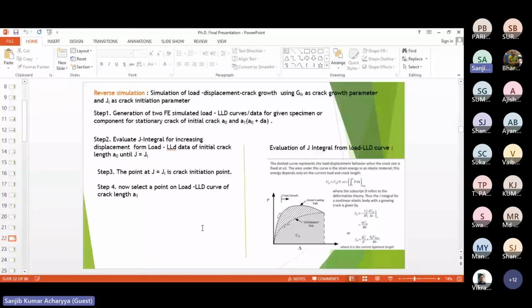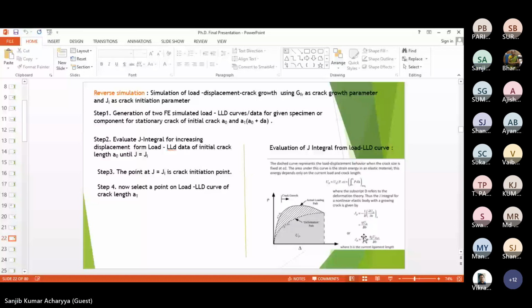We named this reverse simulation, because we estimated the GFR from the experimental load deformation curve, and now again we are going to simulate the same curve using the value of GFR. So it is named reverse simulation. What we require: we know first that the value of J integral can be obtained if we get the load versus plastic deformation, from this area using the eta factor. From this expression, it is standard practice, we can estimate the value of J integral.